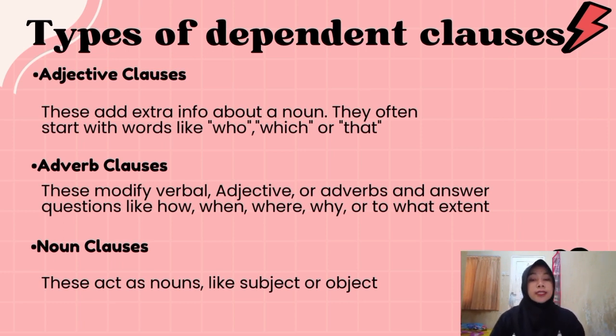Okay, the first one is adjective clauses. These add extra info about a noun. They often start with words like who, which, or that. And the second one is adverb clauses. These modify verbs, adjectives, or adverbs and answer questions like how, when, where, why, or to what extent. And the last is noun clauses. These act as a noun, like subject or object.